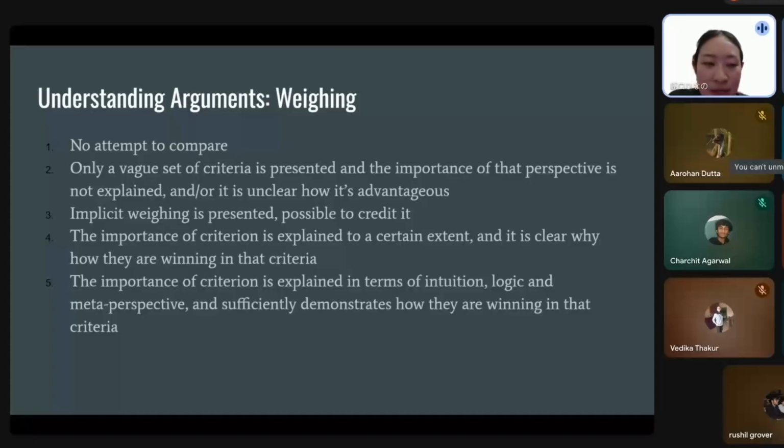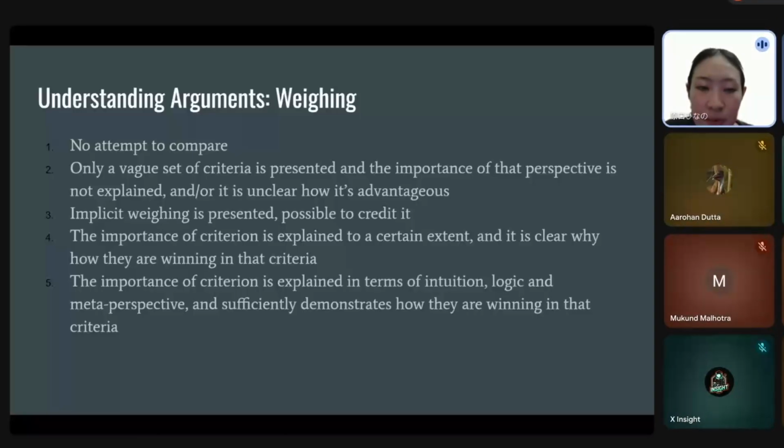So this type of explanation is able to suggest why that metric is important, and they're also able to suggest how they are winning in that metric, not only giving an explanation. So they are comparing in that metric, for example in terms of irreversibility, they are able to explain that the level of reversibility is different between economy and environment. This is the comparison within that criteria, and then they are able to show how they're winning in that criteria, and this is the fourth level.